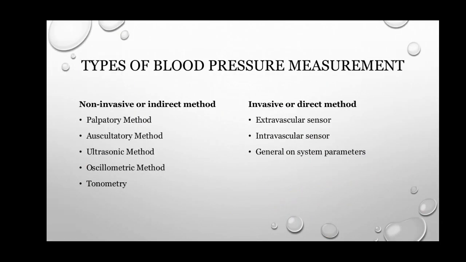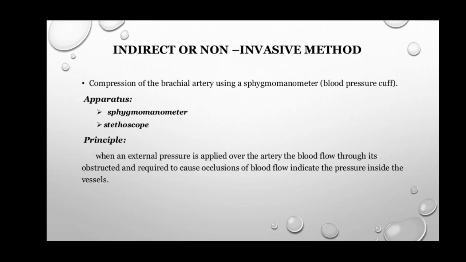Types of blood pressure measurements. There are two methods, non-invasive or indirect method, and invasive or direct method. Non-invasive or indirect method: in the indirect method, based on the sound, we measure the blood pressure using a sphygmomanometer. The apparatus, sphygmomanometer and stethoscope, are used in this method.